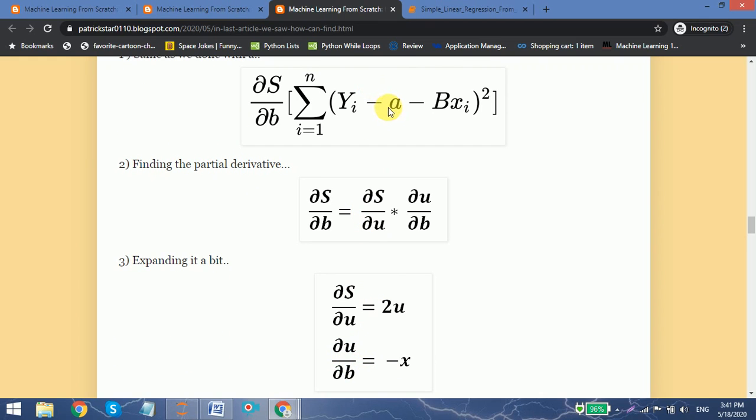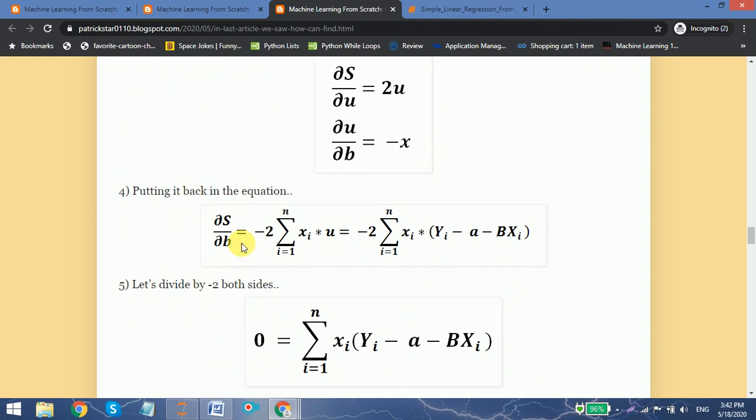Okay, so here what are the constant values? The constant values are yi, a, and xi. So the derivation of yi with respect to b will be 0, and the derivation of a with respect to b will be 0. But the derivation of minus bxi with respect to b will be minus x, because the derivation of b divided by the derivation of b will be equal to 1. So the remaining value is only x.